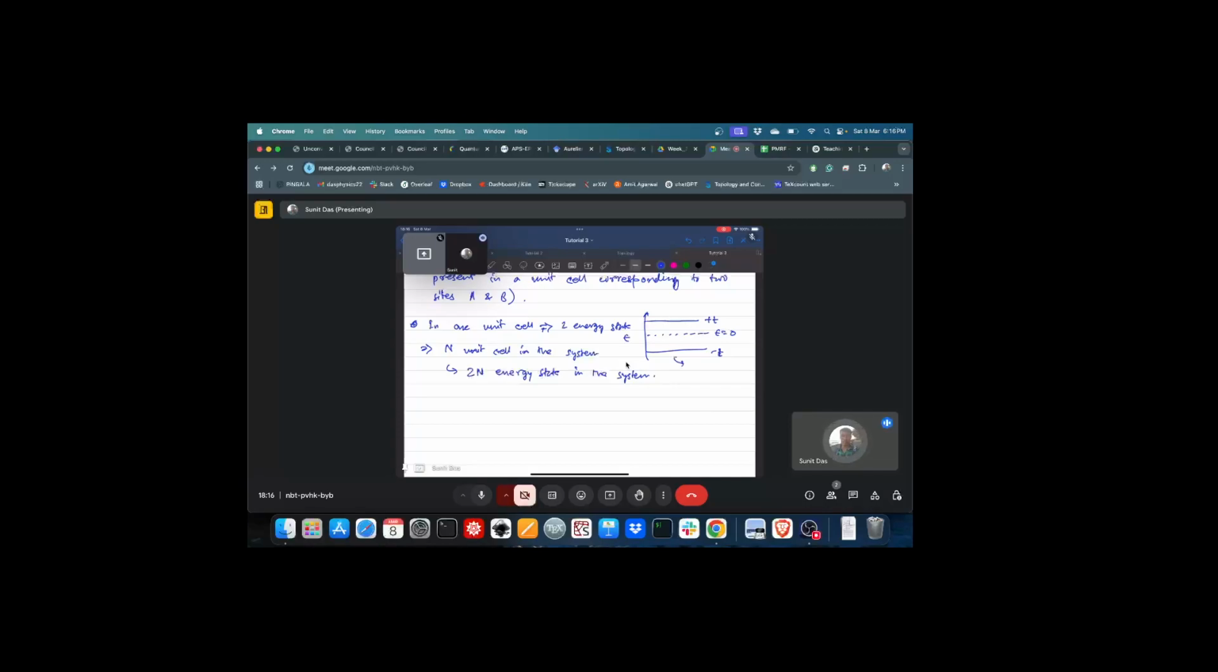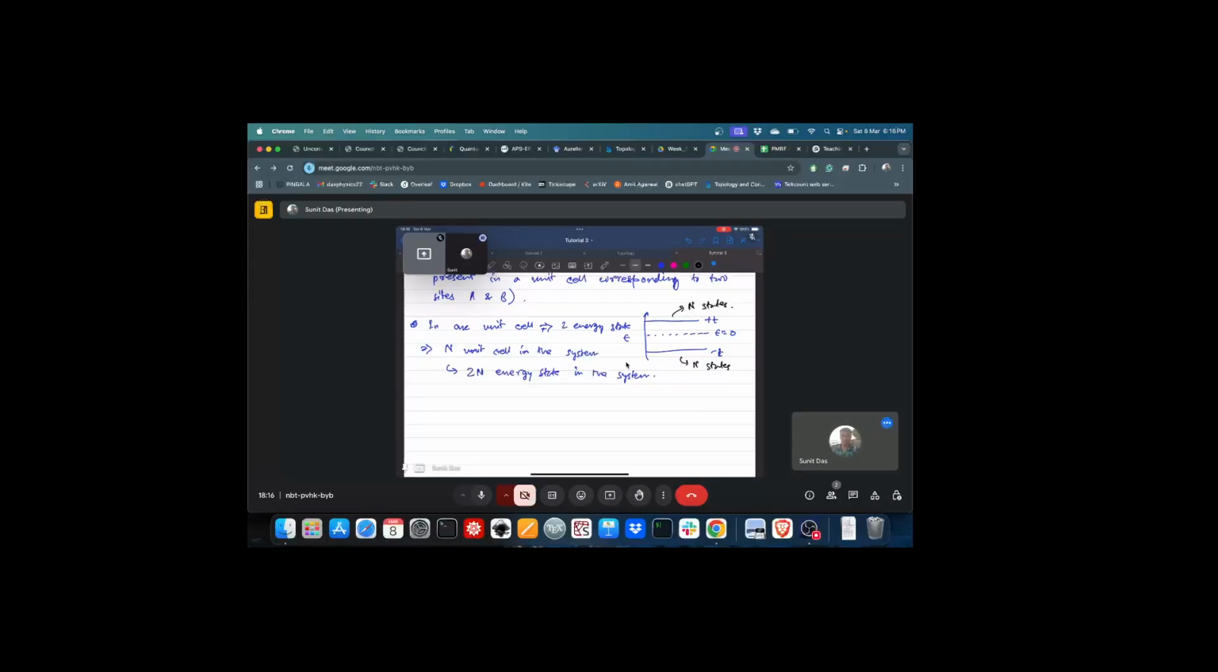So this minus t level will consist of n states. N such states will be at minus t, and at plus t there will be another n states. Together it makes 2n states. Things will be clear why we are doing this and what is the relation of this with the atomic normal trivial insulator and topological insulator.